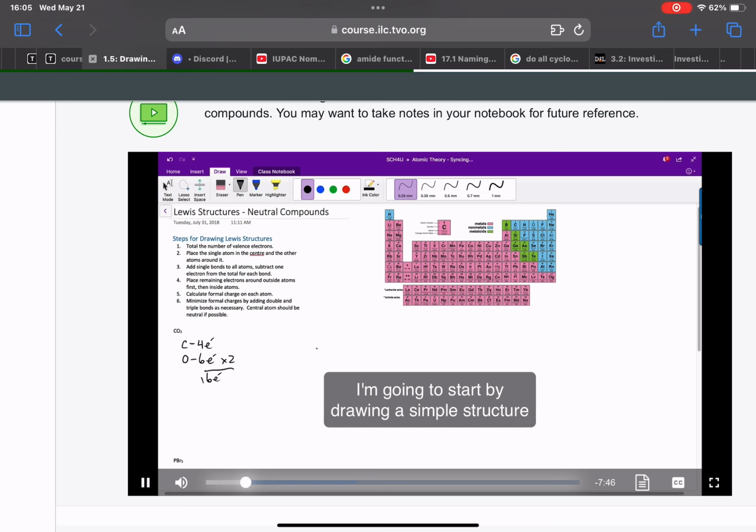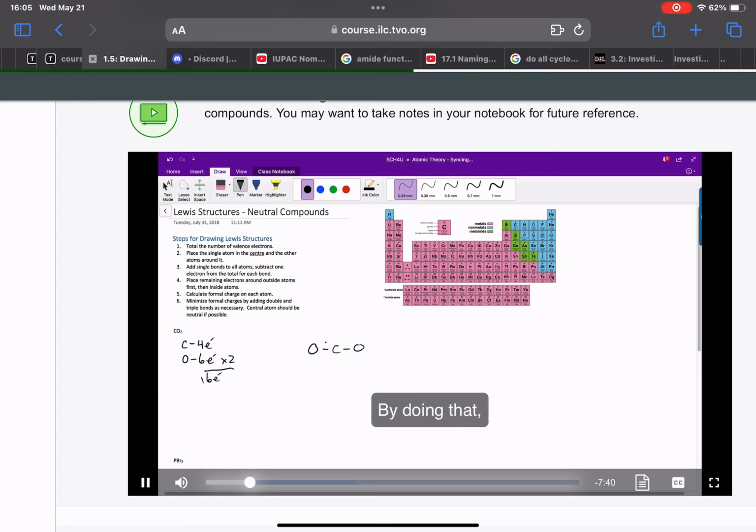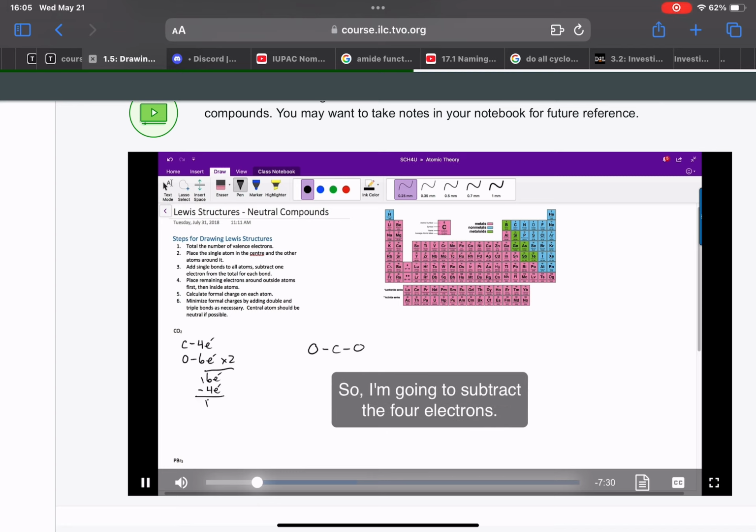I'm going to start by drawing a simple structure with carbon in the center and the oxygen surrounding it. By doing that, I've used up 4 electrons in these single bonds, 2 in this bond and 2 in this. So I'm going to subtract the 4 electrons. I now have to account for 12 additional electrons.